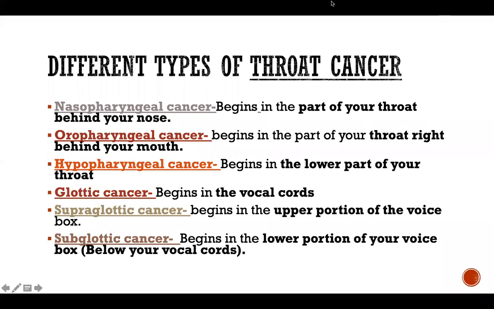So here are the different types of throat cancer. We got different types: nasopharyngeal cancer, oropharyngeal cancer, hypopharyngeal cancer, glottic cancer, supraglottic cancer, and subglottic cancer. The main types of throat cancer that are prevalent in today's society are nasopharyngeal cancer and glottic cancer, which we get with the vocal cords.